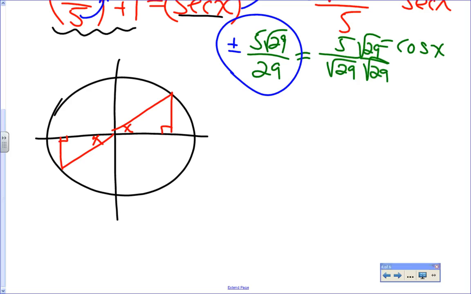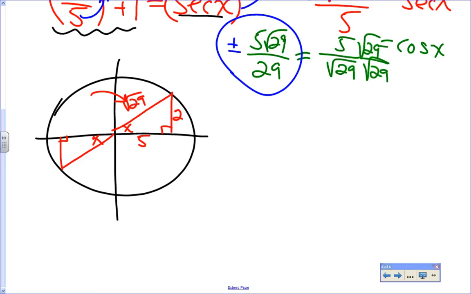So tangent is opposite over adjacent, right? How would we figure out the hypotenuse? This is not the unit circle anymore. This is me drawing a picture of this representation, correct? So how would we find the hypotenuse? a squared plus b squared, right? So 25 plus 4 is square root of 29. Ooh, wow, that looks like a familiar number.